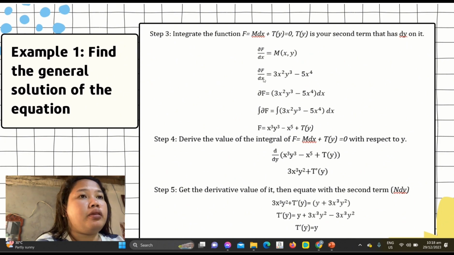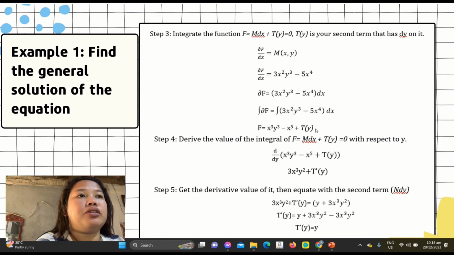So, cross multiplying this one, we will have the partial derivative of f is equal to 3x squared y cubed minus 5x raised to the power of 4 dx. So, integrating these two, we now have f is equal to x cubed y cubed minus x raised to the power of 5 plus t of y.